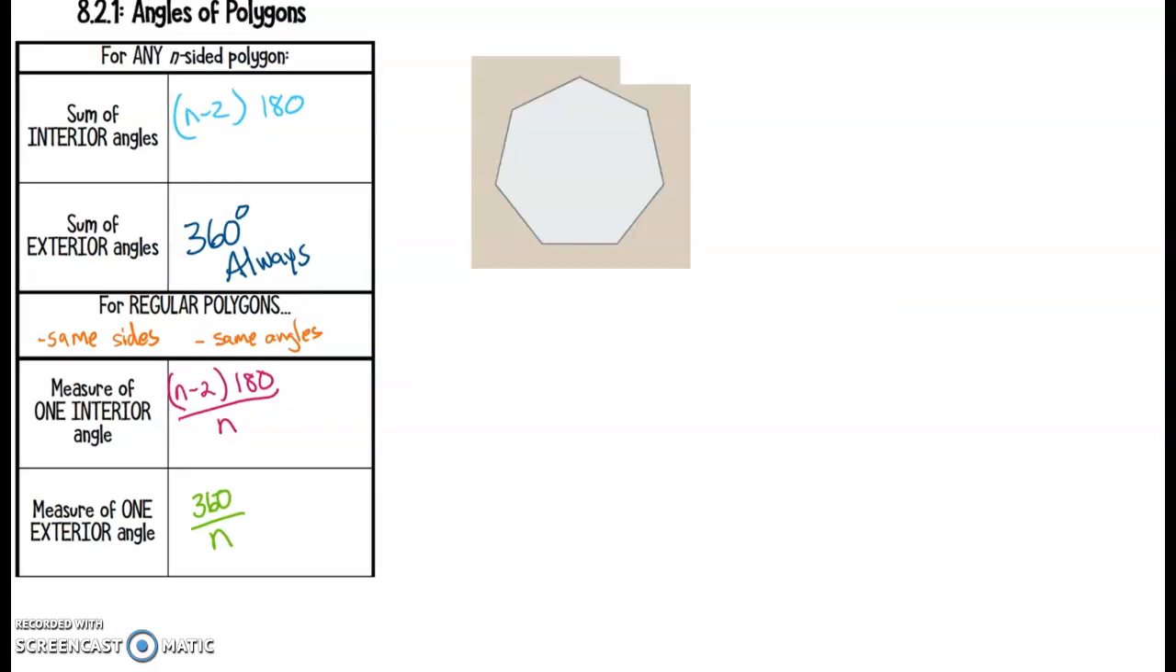So first, let's talk about the shape. It's a goofy shape. It's got 7 sides. So if it has 7 sides, we know that n is equal to 7. First thing we are going to calculate is the sum of the interior angles. So that's all of these inside angles. All right, we've got a formula for that.